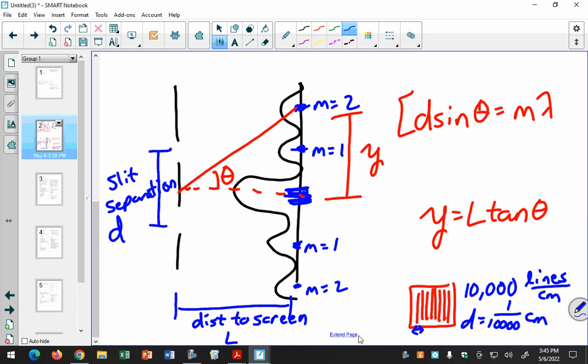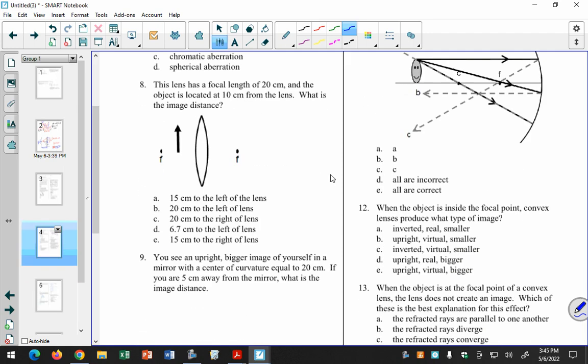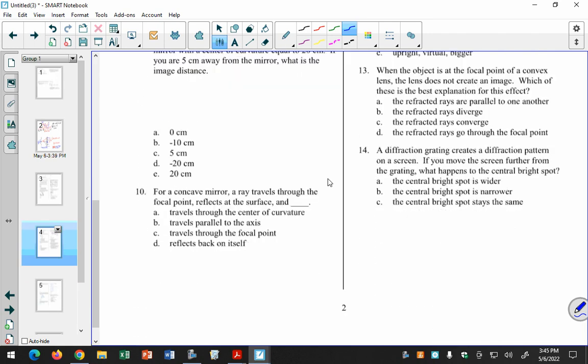Yeah. For number 14 on exam 4, it's basically conceptual. They ask you what happens if you manipulate this variable. Yeah. Can we go over that? Sure. So I'm just going to write those equations. d sine theta equals m lambda, and then y equals L tan theta.